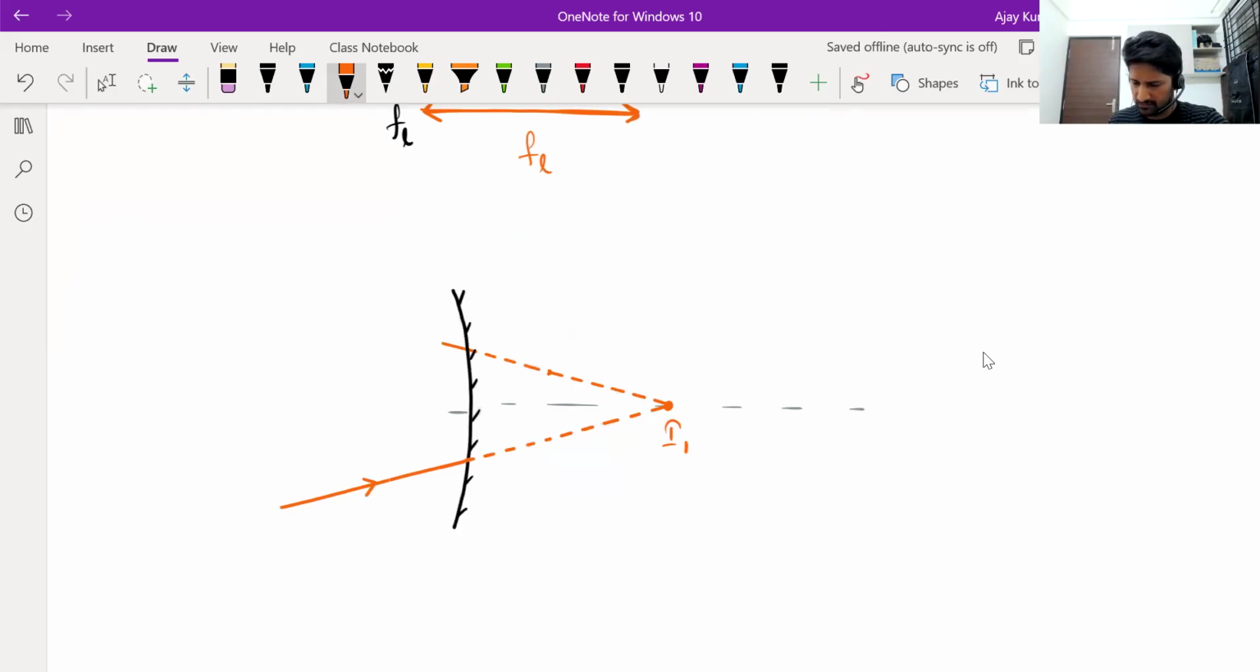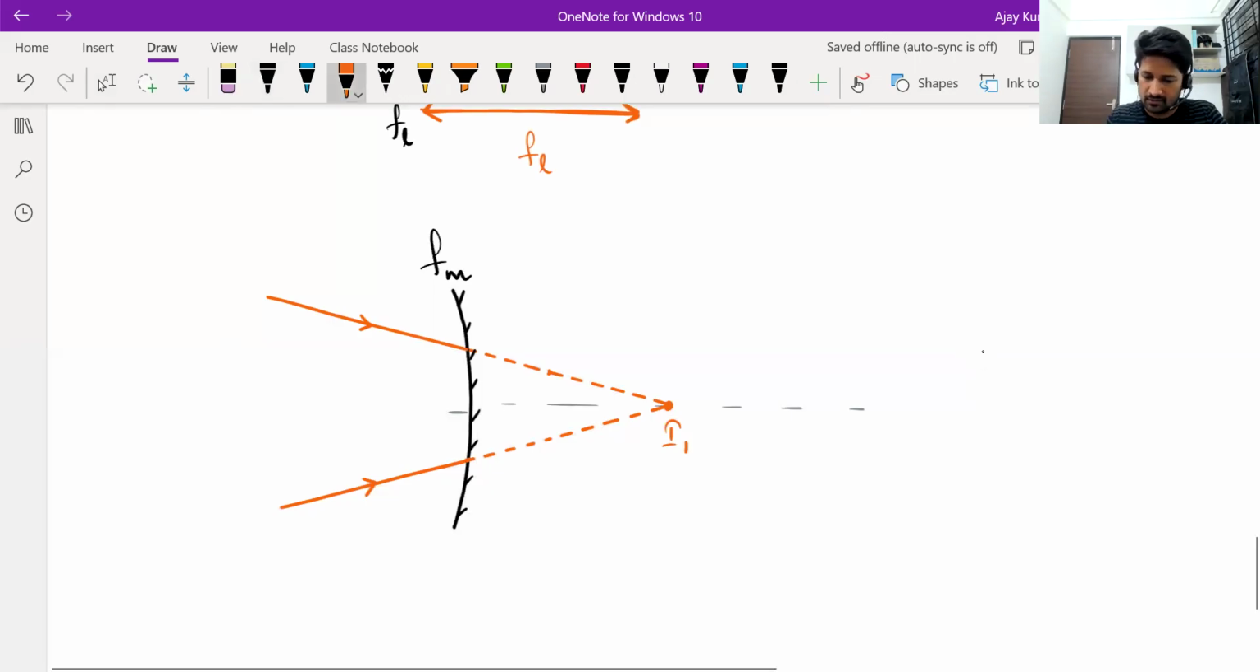I'm just extending them for your understanding. Okay, so I1 behaves as an object for the mirror. Mirror's focal length is FM. It's a concave lens. FM is already negative. Okay, already given with the sign.